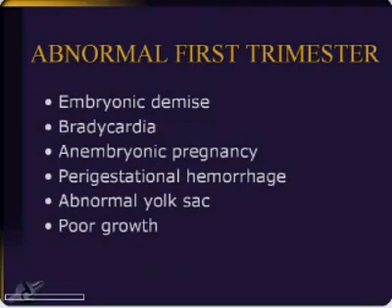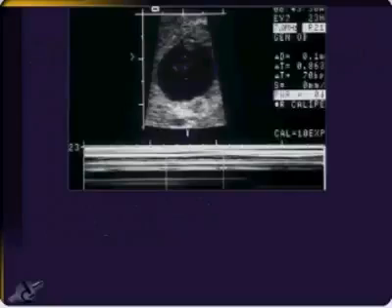All right, what constitutes an abnormal first trimester scan? Well, let's see. Dead is right at the top, all right? So if you have no heartbeat, more than 5 millimeters, that is a demise. Now, bradycardia is also a very bad sign in the first trimester, and then we're going to go over some of these other things too.